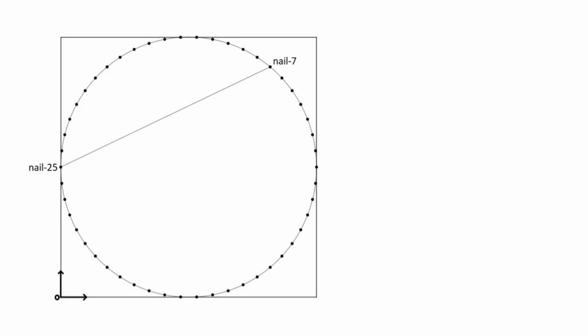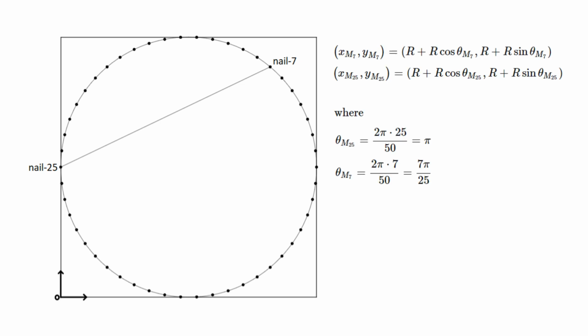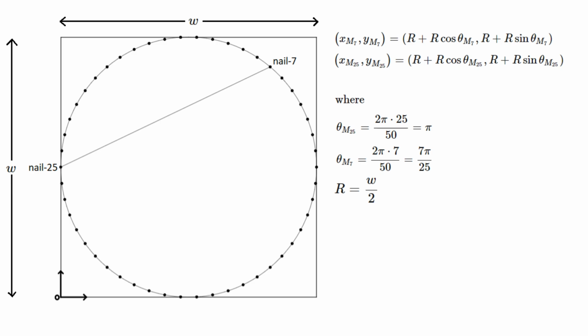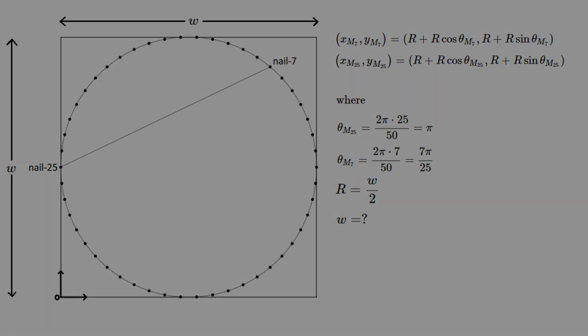I said I'll be using nail 7 and 25 a while ago. So let's go ahead and see what the coordinates are for those and the equation of the line between them. The coordinates for these nails are what you see on the screen, with theta for the nails being 2π times 7 over 50 and 2π times 25 over 50. But we have a problem. We don't know what r is. As we found in the last video, r is half the width of the canvas, but we don't know that either. So what do we do?